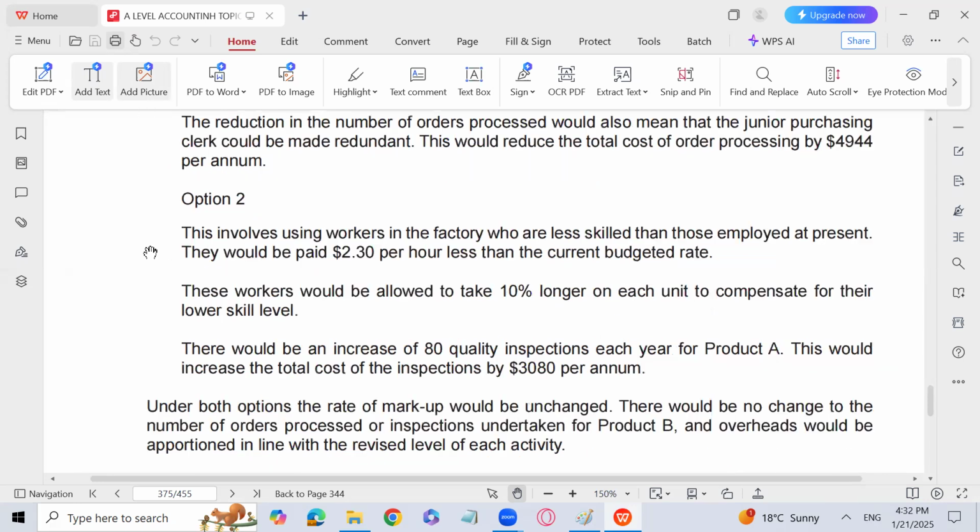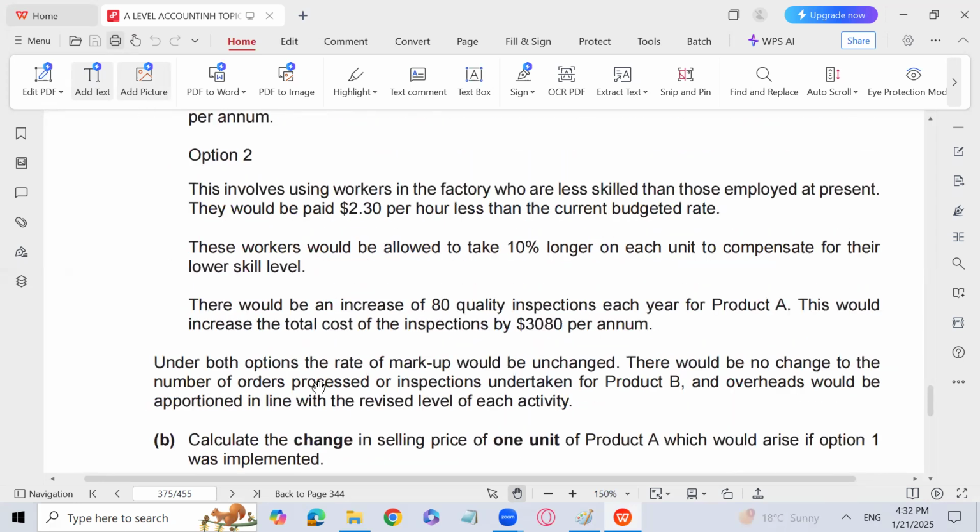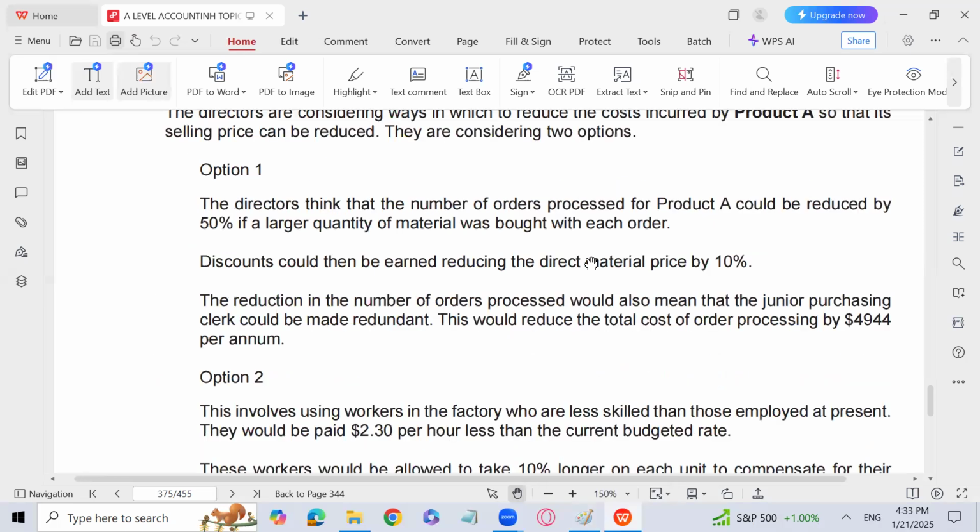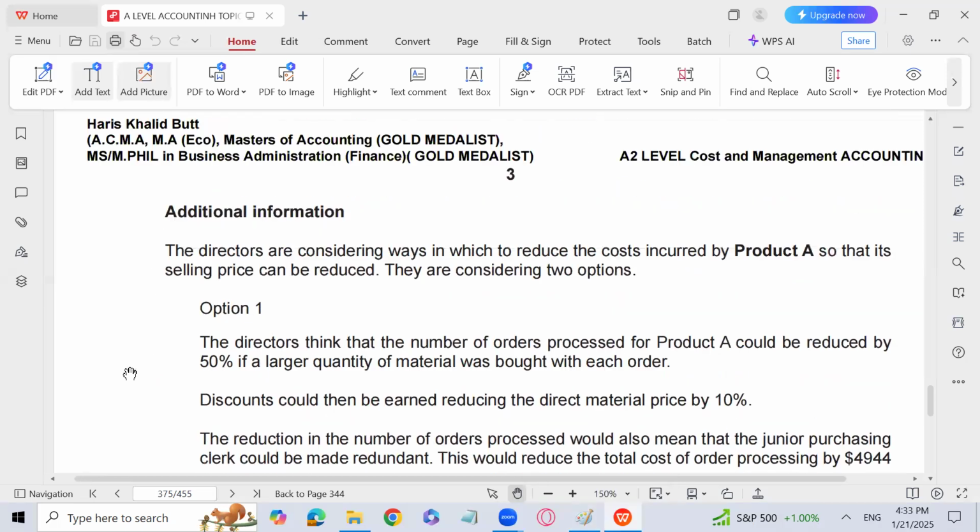Here it is written: under both options, the rate of mark-up would be unchanged. There would be no change to the number of orders processed or inspections undertaken for product B, and overheads would be apportioned in line with the revised level of each activity. So we will apportion overheads according to that criteria. Let's go back: we have to decrease the number of orders by 50%.